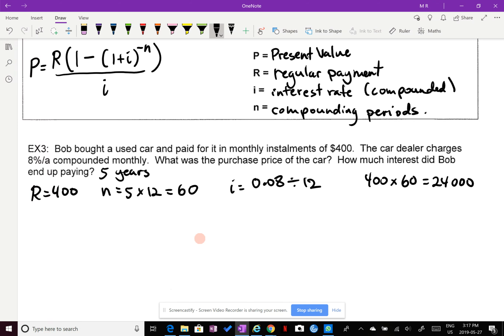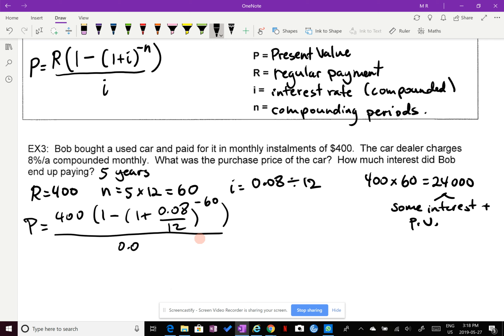Okay, so present value. So P equals R, 400 times 1 minus 1 plus interest rate, 0.08 over 12, raised to the power of negative 60, that's the n value. All of that divided by I, 0.08 divided by 12. Okay, so again, as you're calculating this, do this in your calculator, but don't write it down, don't round it at all.